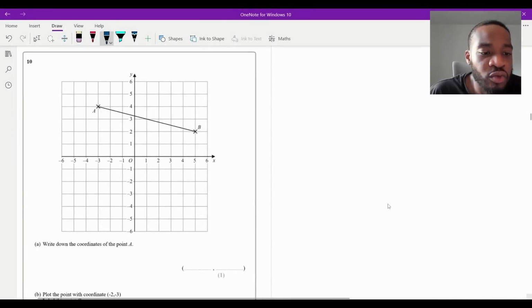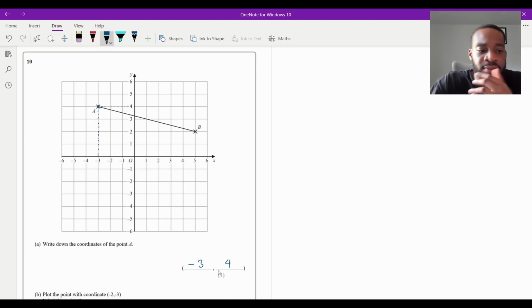Okay, so question 10 says, write down the coordinates of the point A, right? So we've got the grid here. The point A is this one over here. The coordinates are going to be the X and Y. So if I go down to the X, that's -3. And then if I go across to the Y's, that's going to be 4. So the coordinates of A is going to be -3 and 4, right? X and then Y, isn't it?